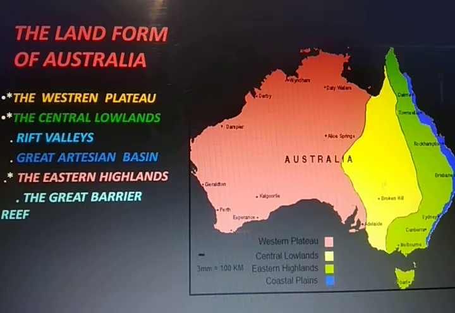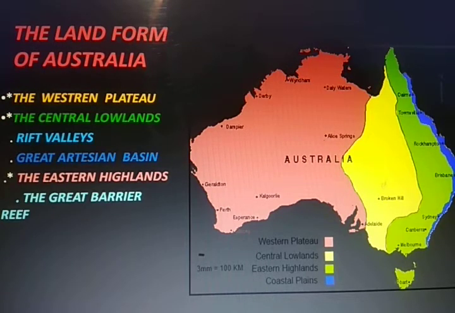Again, Central Lowland has three basic parts: Rift Valley and Great Artesian Basin, and Eastern Highland has the Great Barrier Reef. In this video we shall be doing the Western Plateau and Central Lowland.